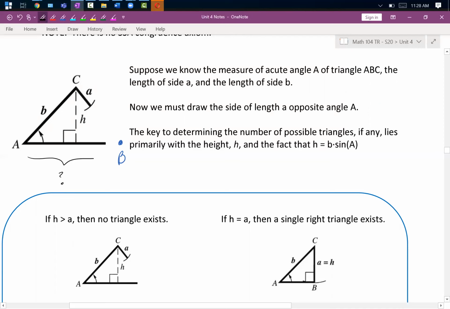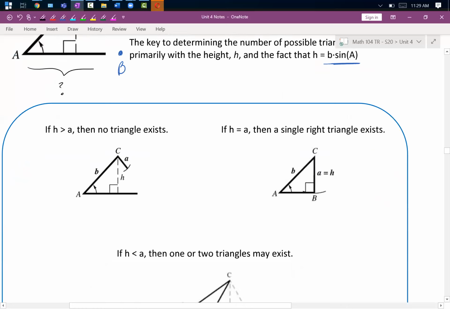Right, because if this is angle A here, sine of angle A is equal to opposite over hypotenuse, and then I can solve for H and I get this B sine of A, just like we did with the area problems. All right.